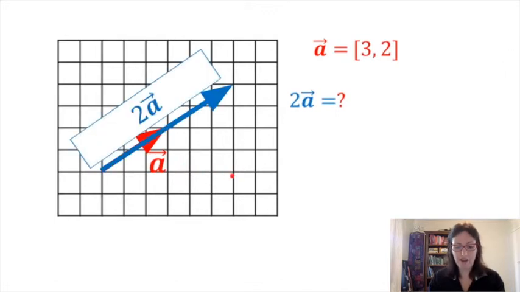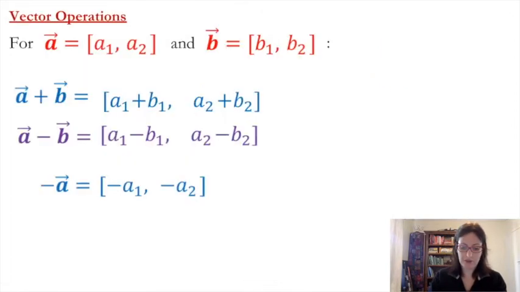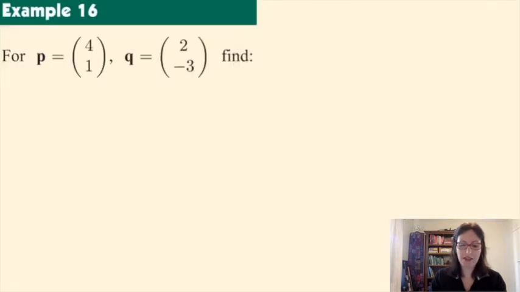So thinking about how far that's gone across and how far that's travelled up, it's 6, 4. So notice what's happened to this 3 and the 2. Each component's been multiplied by 2, so by that scalar of 2. What we're saying here is if you have a scalar out the front of a vector, you multiply each component by that scalar.